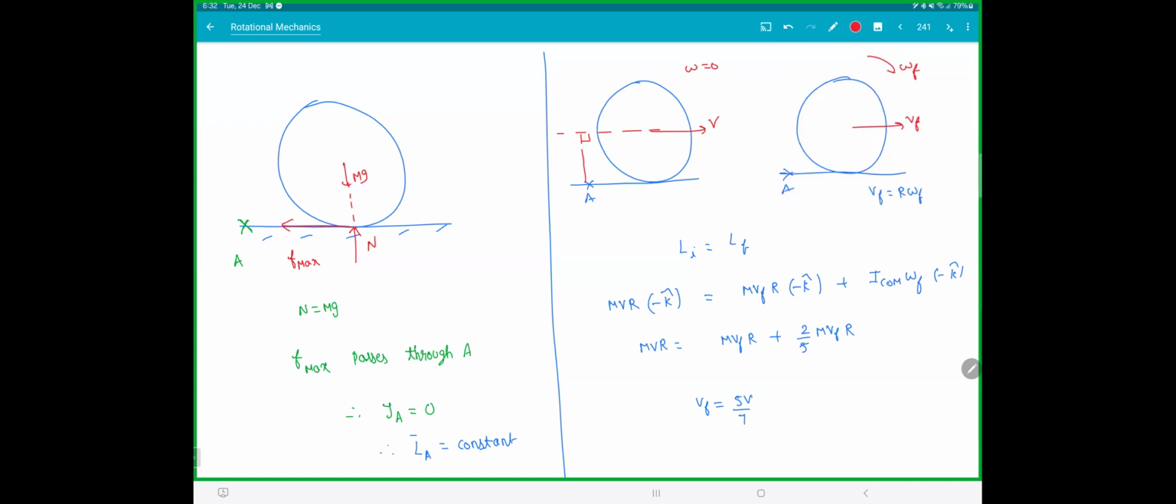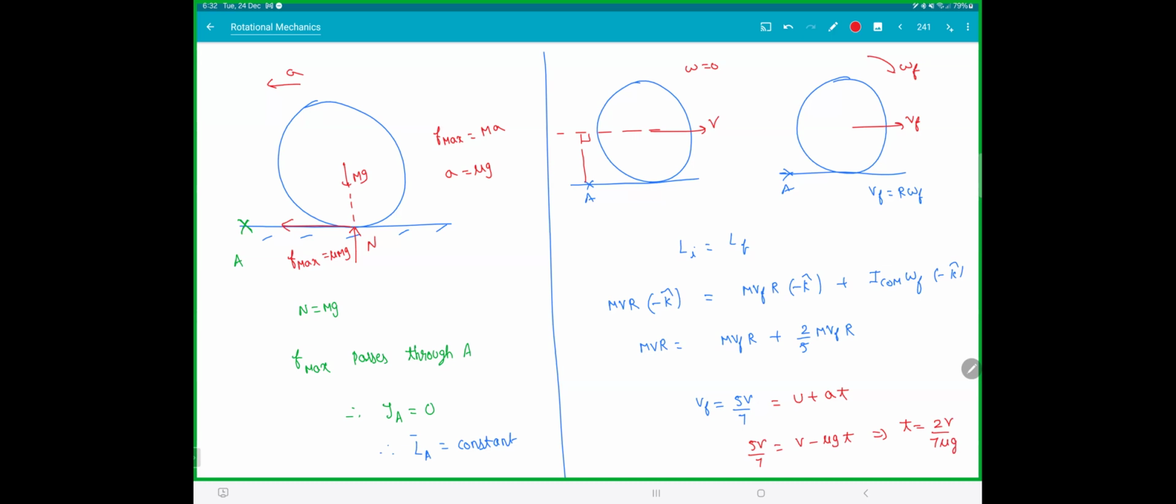And you can clearly see here, F max is nothing but mu mg. So there'll be an acceleration backward. F max is equal to ma, so we get a is equal to mu g. Since I know V final, this can be written as v equals u plus at. So 5V by 7 is equal to V minus mu g t. There we get time is equal to 2V by 7 mu g.